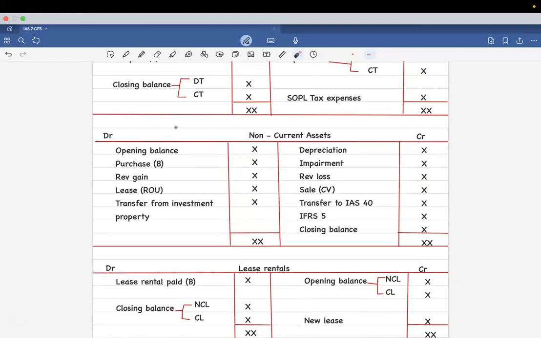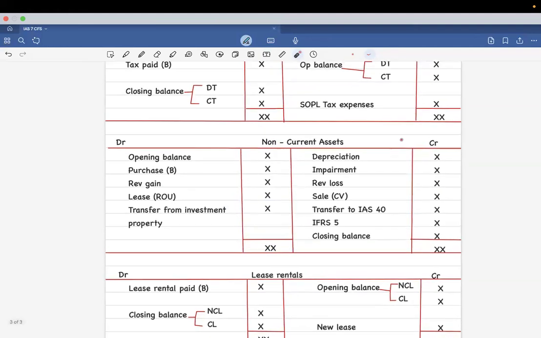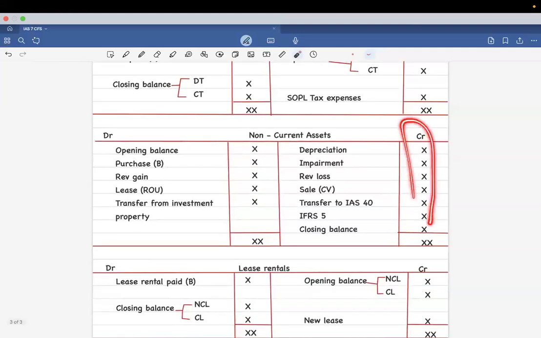Now, non-current assets. In terms of non-current assets, the basic logic is whatever increases the non-current assets goes on the debit side, whatever decreases it goes on the credit side. So, opening balance and revaluation gain would increase the assets. Lease would increase the assets. Transfer from investment property would increase the assets. But you really don't know how much you have purchased. And depreciation would deduct the assets, hence on the credit side.